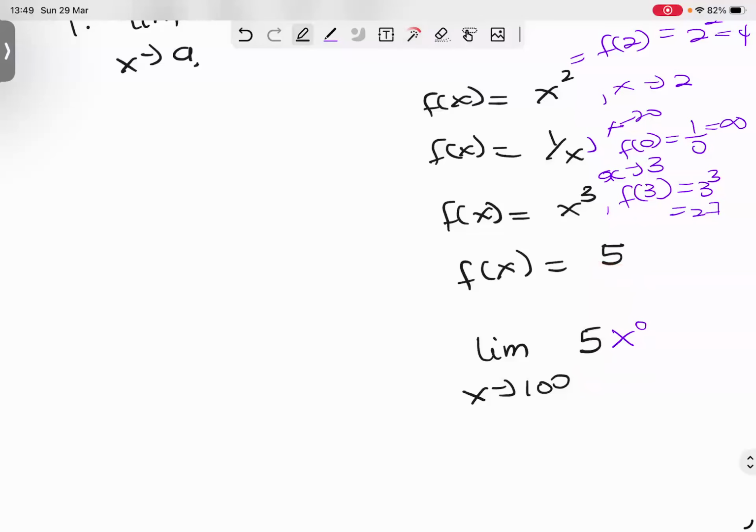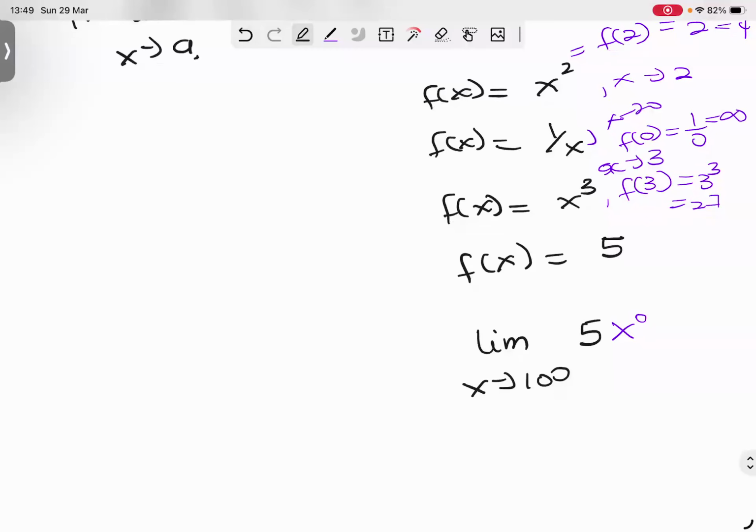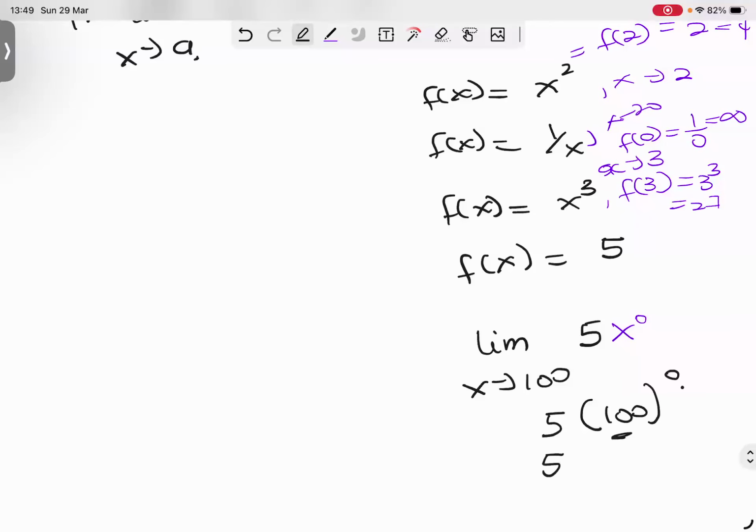Now we can apply what we know to evaluate the limit of a function. Wherever we see x, we put the 100 there. So this gives us 5 times 100 raised to the power 0. 100 raised to the power 0 gives us 1. So we have 5 times 1, which gives us 5, the constant itself, meaning the limit of a constant is the constant itself.